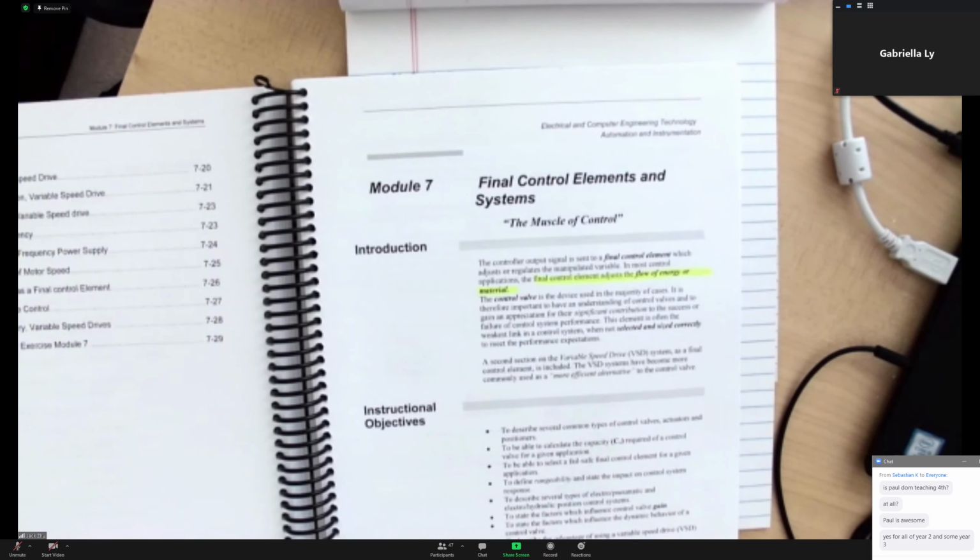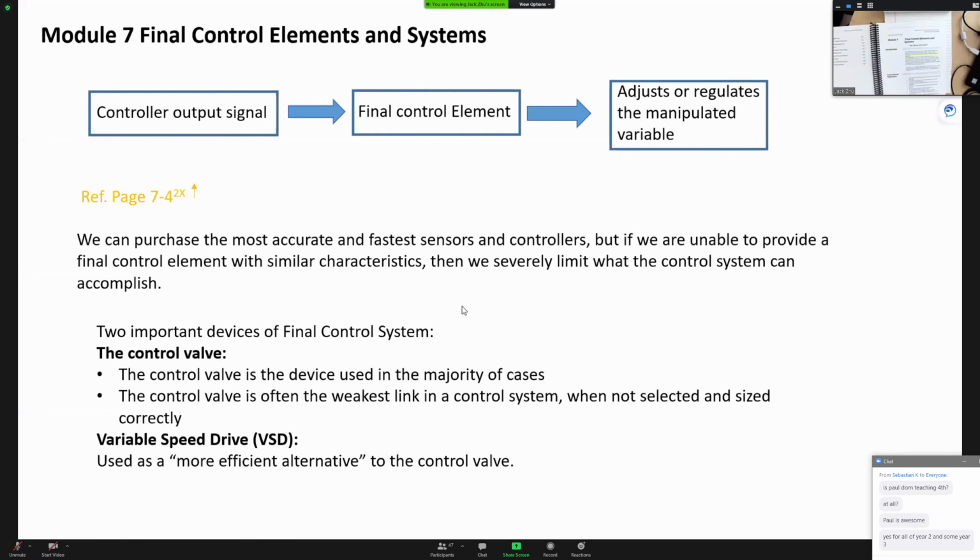So we're gonna finish the last one. It's module 7. Module 7 also, we're not gonna have too many things to talk about. Okay, module 7 is the final control element.